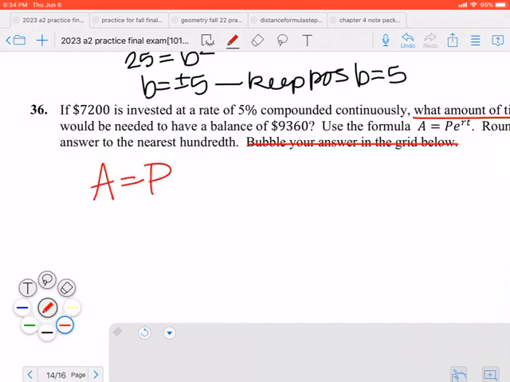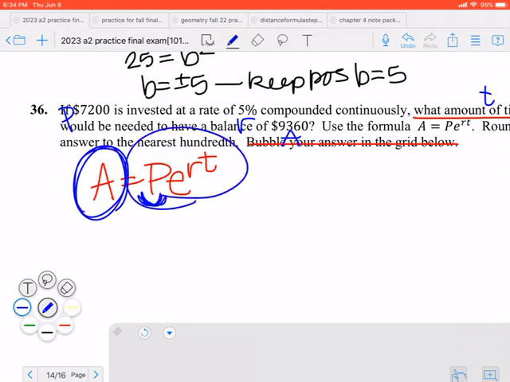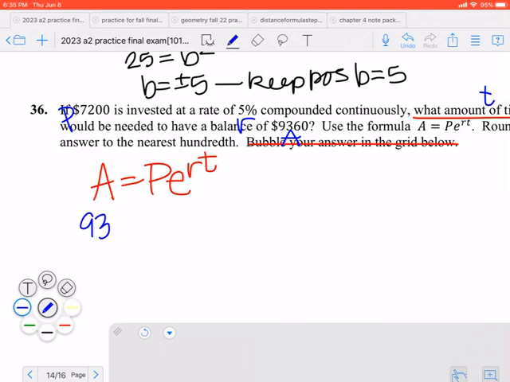A is equal to P times e to the power of rt. So we're investing 7,200. That's the P, the principal. 5%, that's our rate. What amount of time, that's our unknown that we're going to be solving for. To have a balance of 9,360, that's the A. That's the amount you end up with after you invest a certain amount, P times e to the rt. So we're going to replace the A with 9,360 equals P, 7,200, times e to the power of 0.05t.